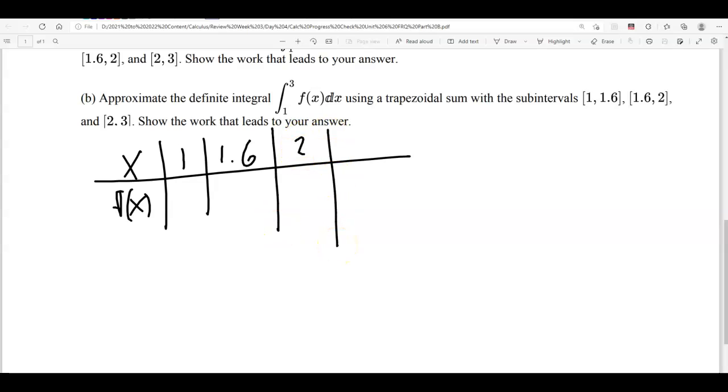Now we need to find the y values that go with these. So I'm not doing the midpoint anymore, so we don't need the midpoints. We actually just want to do the actual values that they gave us. Now, for me, I'm just going to call these A, B, and C. I'm going to let my calculator do it.